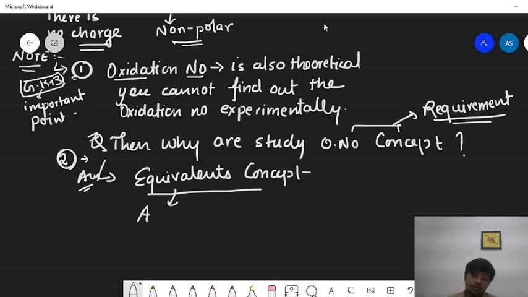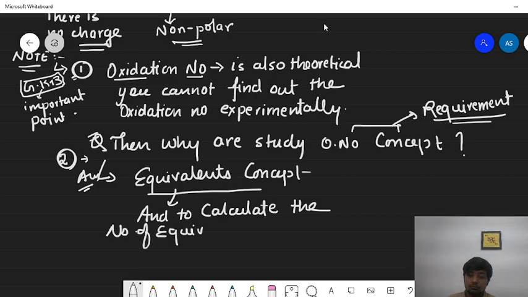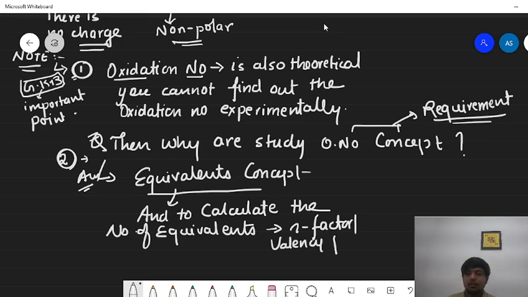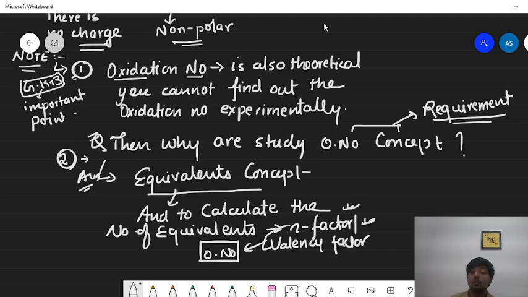And to calculate the number of equivalents, you have to apply the concept of n factor. You require n factor, the valency factor, and this n factor and valency factor are further calculated with the help of oxidation number. You cannot find it out directly. You have to apply the concept of oxidation number in order to find out n factor or the valency factor.